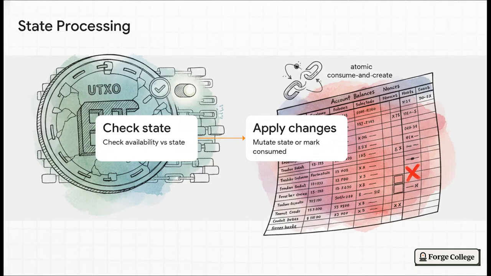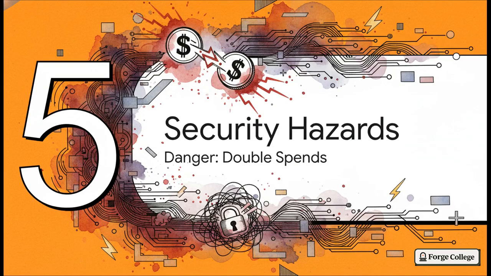At step 5, UTXO checks if that exact referenced output is unspent. It's a localized Boolean check, yes or no. Then in step 6, it does an atomic consume and create. The account system, however, reads your global account balance and nonce in step 5, and then updates that mutable balance globally in step 6. So one is simply replacing a specific unspent flag, while the other is overwriting a massive global spreadsheet.